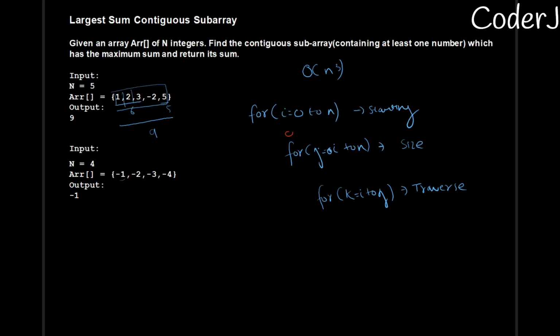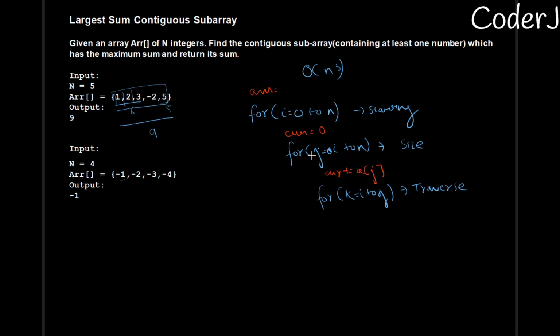I'll initialize a variable known as current that will be initialized before the second loop. I'll also initialize a variable, let's call it answer. The current will be 0. Okay, and the purpose of this variable is to eradicate the use of this third loop. How will you do that? Every time, the value of this current will become current plus a of j.